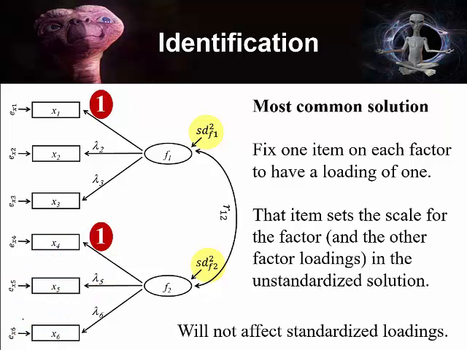It's usually best to take an item that loads pretty well on the factor. If I have an item with a very weak loading on a factor, that's probably not a good one to pick as the scaling item. But oftentimes it works just fine to randomly take one item. The usual way to do it is to take the very first item of each factor and set that one to be the scaling item for that factor. Whichever item I pick sets the scale for the factor, and all the other factor loadings I get are going to be based on how I scaled this first item.